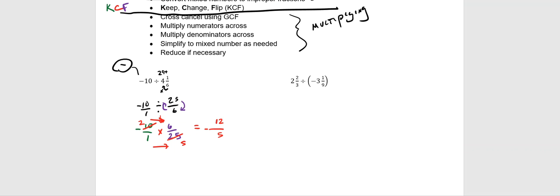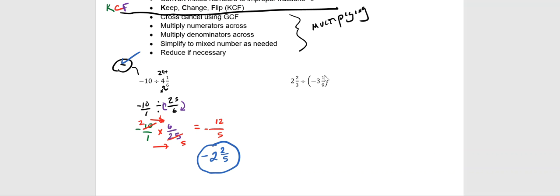And the last thing we'll want to do from there is to simplify back to a mixed number. So I know 5 goes into 12 twice, which gets me 2 times 5 is 10 with the remainder of 2/5. One more time, our answer is negative. We never want to lose sight of that. So by the time we're done, negative 10 divided by 4 and 1/6 is negative 2 and 2/5. So let's take this through. I'll show you one more. Take this through all the steps.